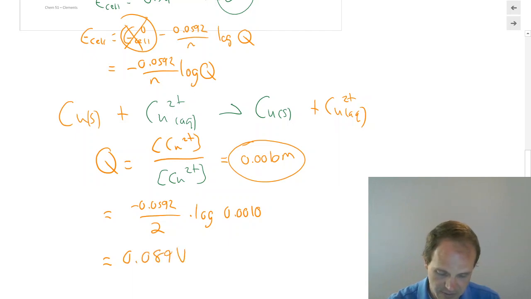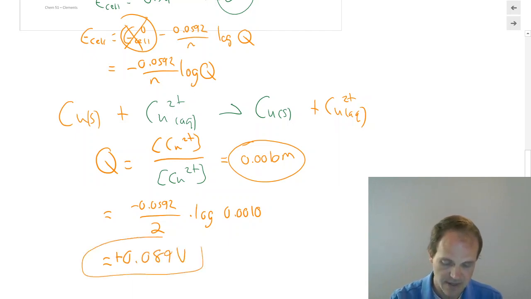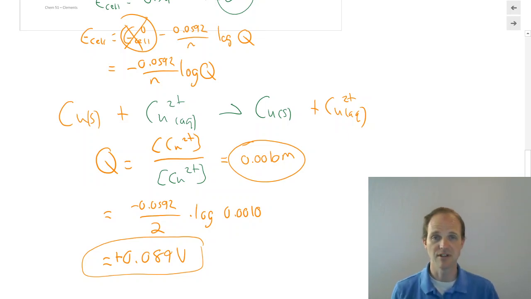0.089 volts positive. That's a positive cell potential. That is a cell that wants to run. If you calculate K for that, it would actually be a fairly large K still. So that's a cell that wants to run. You took something where I put the same thing on both sides, nothing's going to happen. You changed just the concentration. It's still copper on both sides, but you changed just the concentration, and all of a sudden we now have a galvanic cell that actually wants to run.